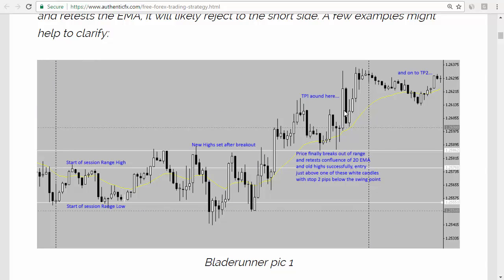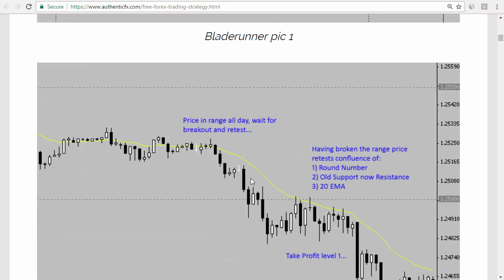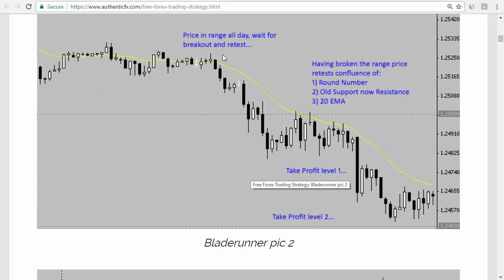No, it just looks like the first spike, they'll take a profit, and then maybe twice the size of the range, perhaps. Right, so that's that one there, and then obviously the opposite for the downtrend as well. So price in the range all day, wait for breakout and retest. So it breaks out of that range, retests it, goes under the 20 EMA, over the 20 EMA.